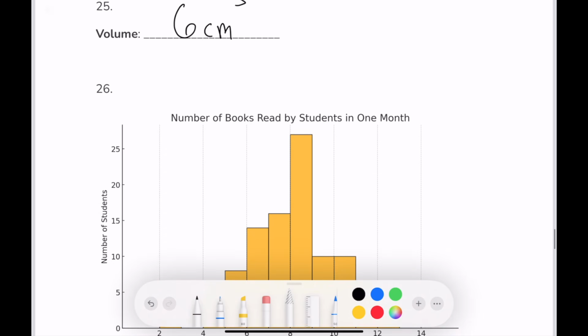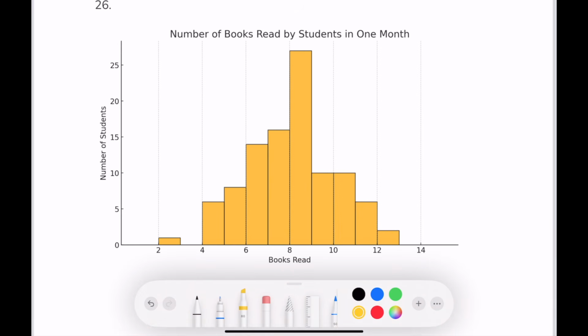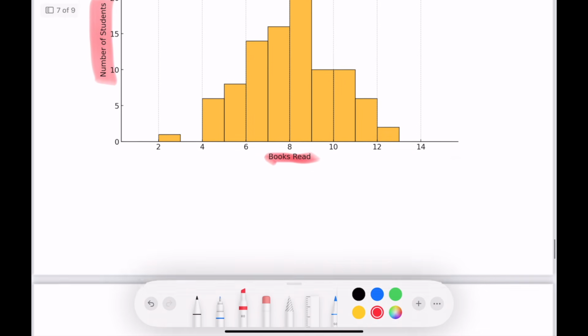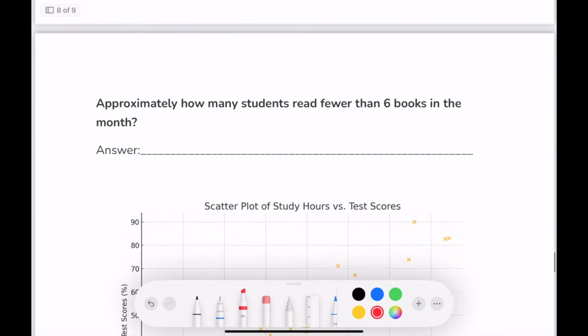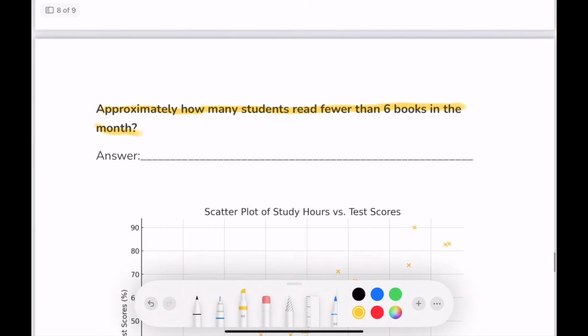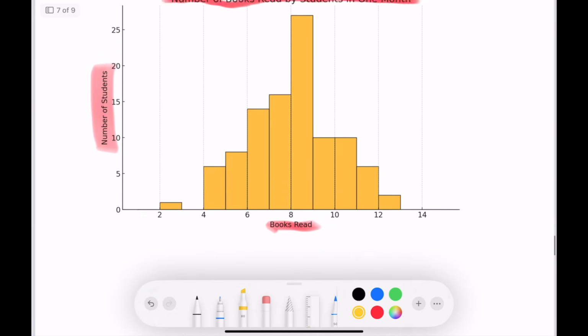Number 26, I see that we have a nice chart, and the chart reads number of books read by students in 1 month. Our x-axis is books read, and our y-axis is the number of students who read them. Let's read the actual question: approximately how many students read fewer than 6 books in the month? So less than 6 books.